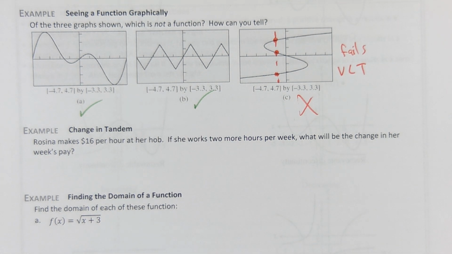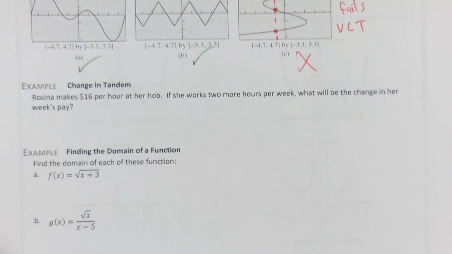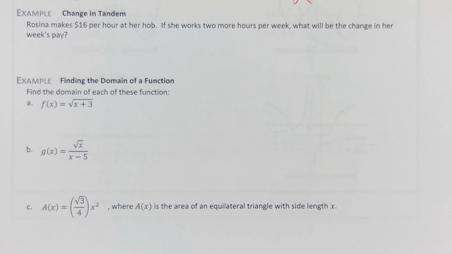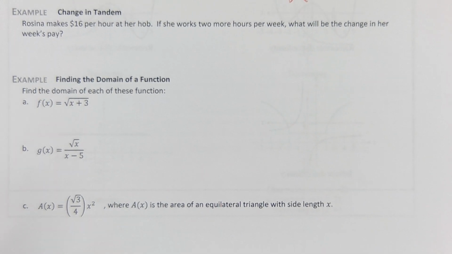Alrighty. AP Pre-Calc is pretty big on something called change in tandem. And it's going to pop up in tons of sections. Change in tandem is what they're calling describing rates of change and how they're related to one another. Because in tandem means together. So we're talking about how things are changing together.